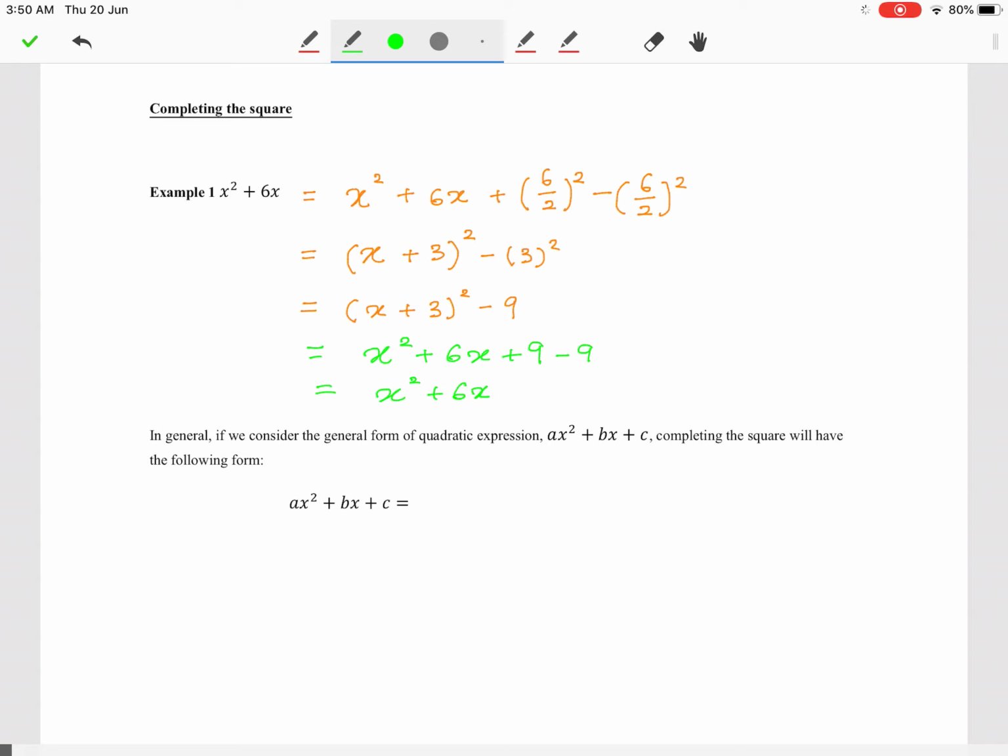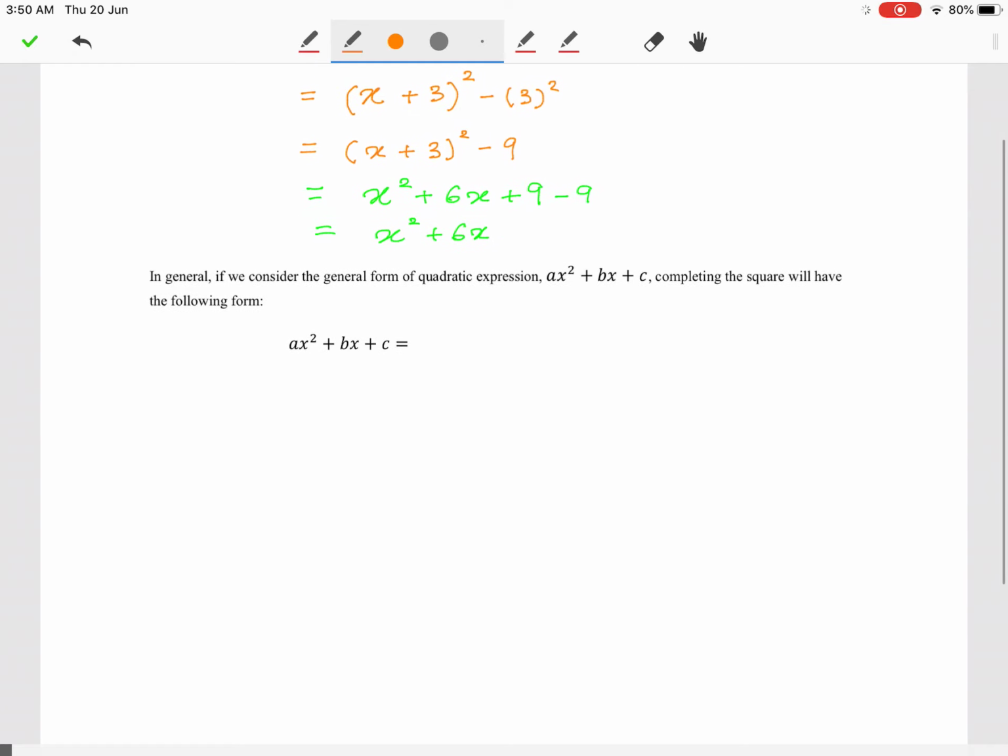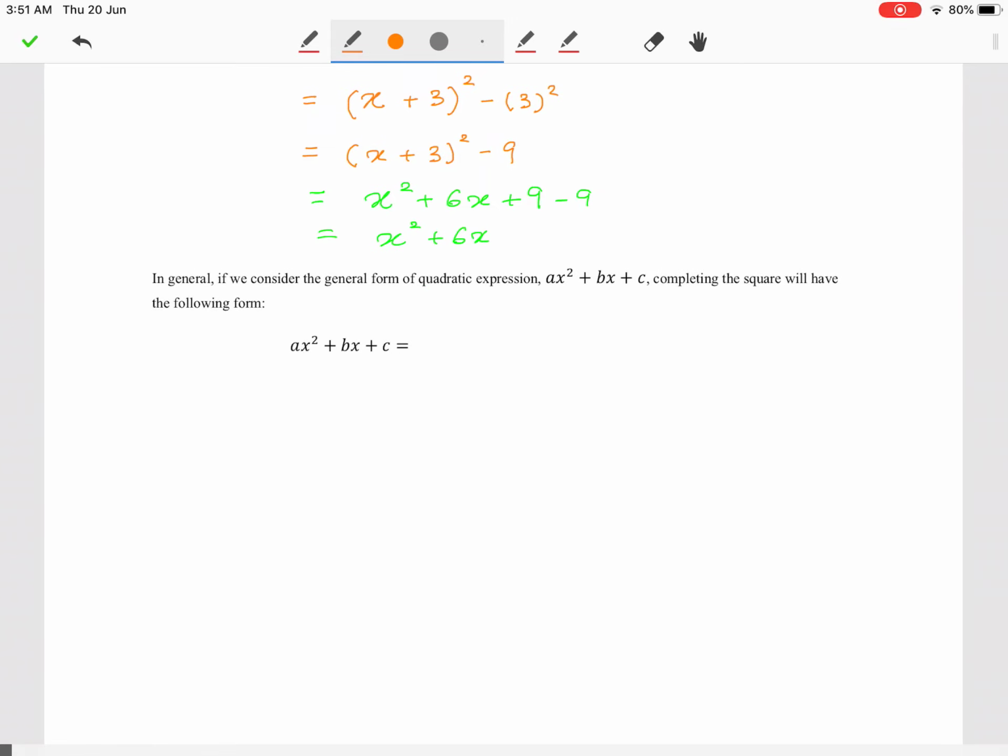So technically you do not change anything, you just re-express this so that you can make use of the completing square form. So in general, if you have the general quadratic expression ax squared plus bx plus c, and you want to do the completing square, you need to ensure that the coefficient of the x squared term must be equal to 1. Therefore, in this case, we have to factor the a out first. So if you factor the a out, you have x squared plus b over a x plus c over a.